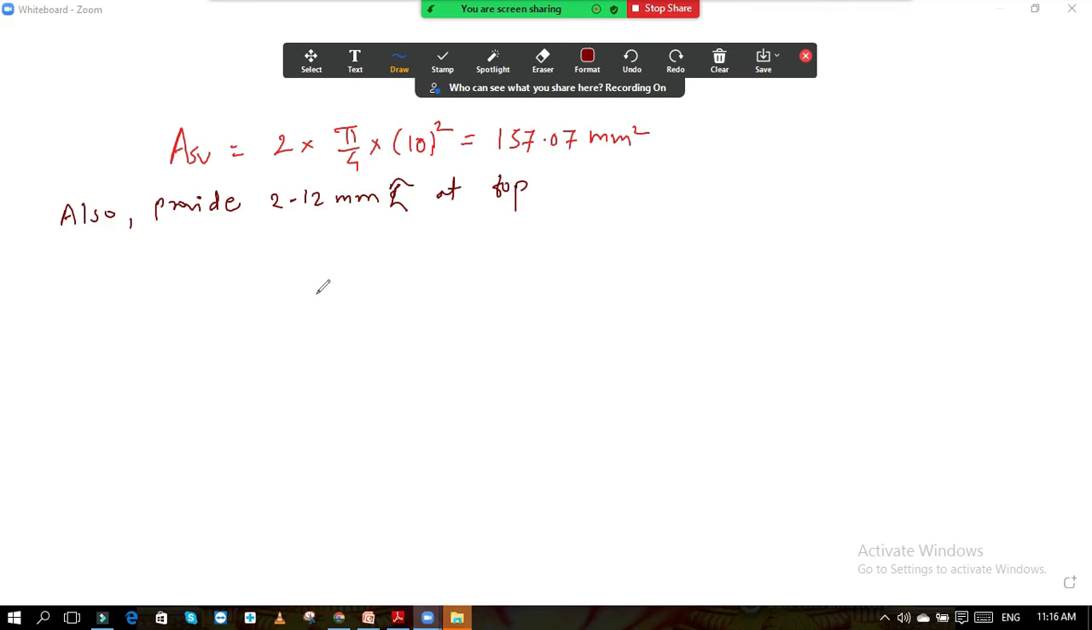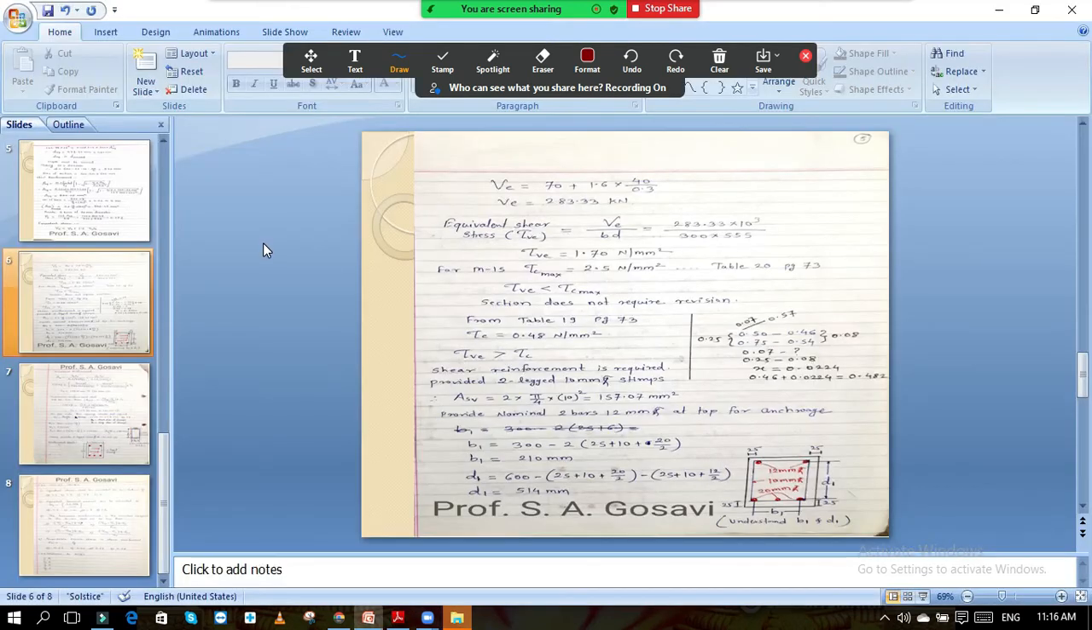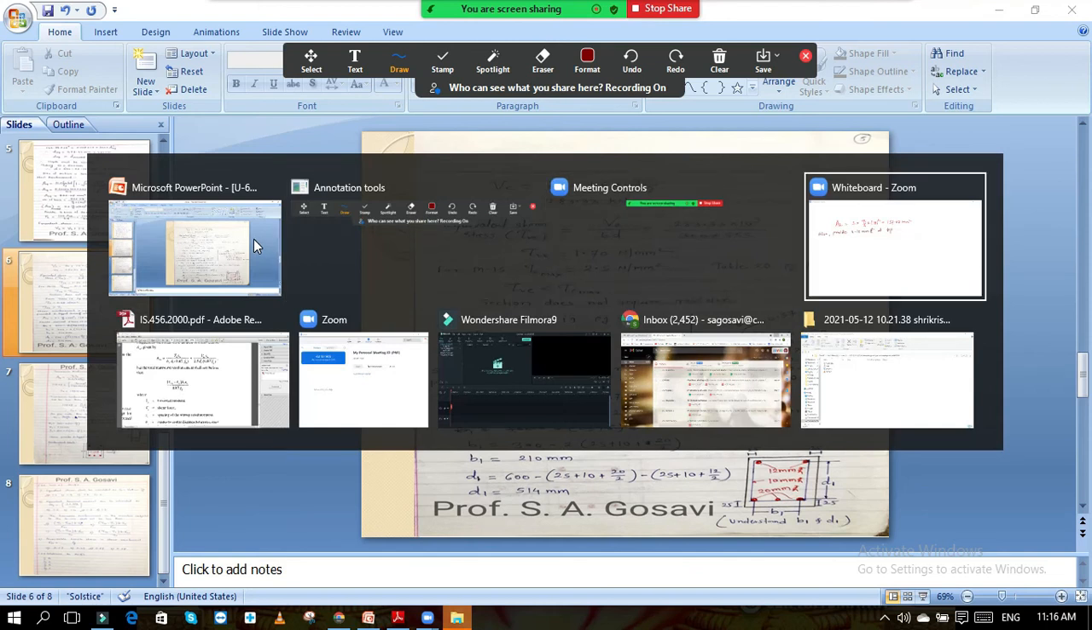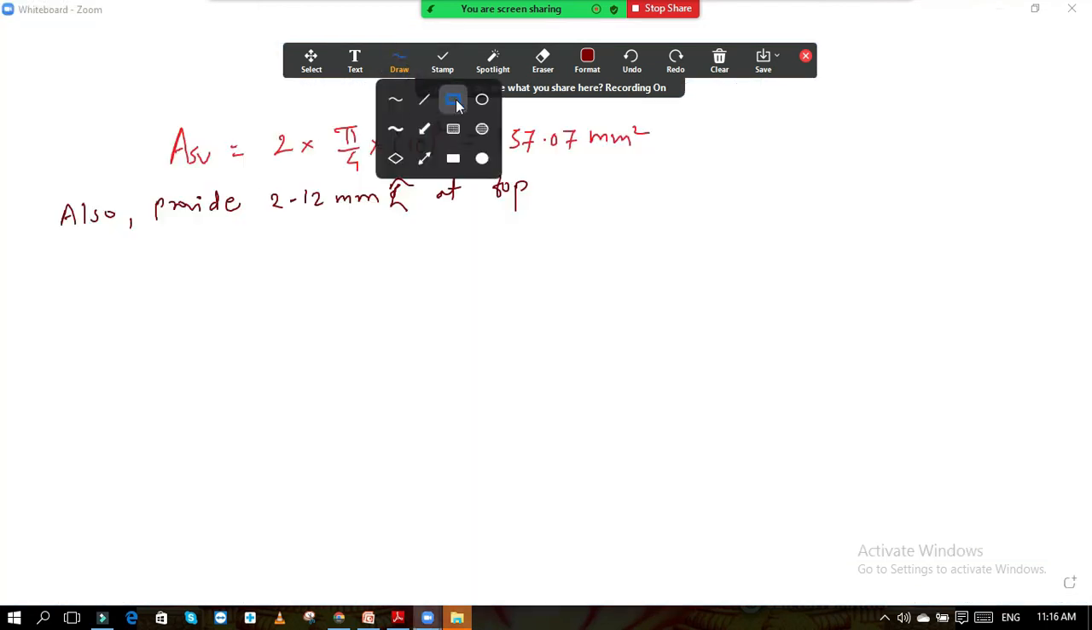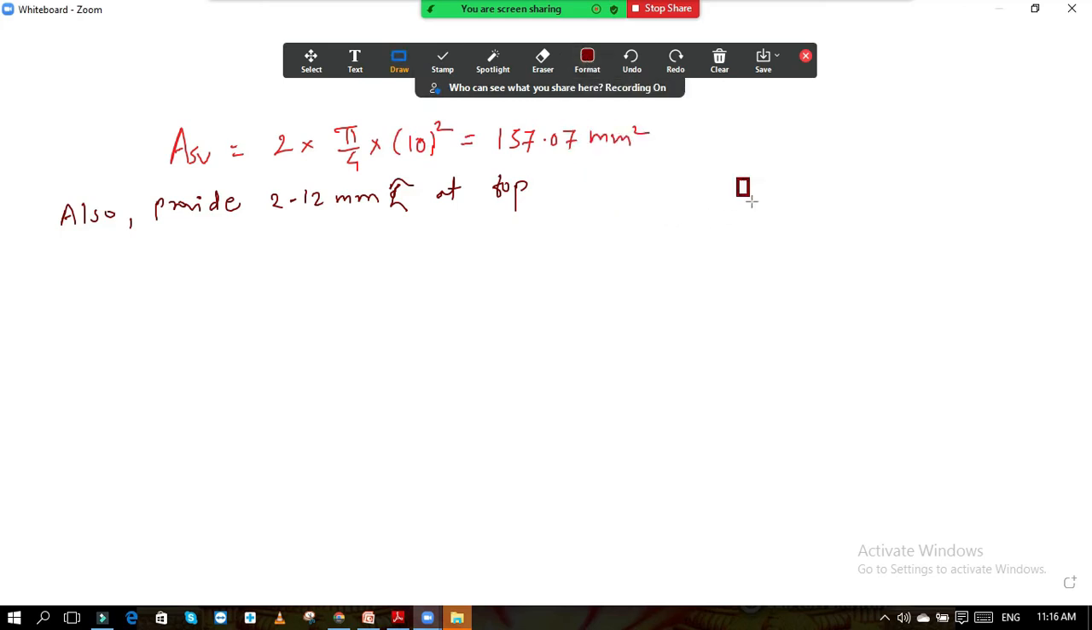Now transverse reinforcement spacing. Okay, so I will write here the transverse reinforcement. Calculate the value of B1 and D1. Now to calculate the value of B1 and D1 we need to draw the neat diagram. So see, this is your rectangular beam.